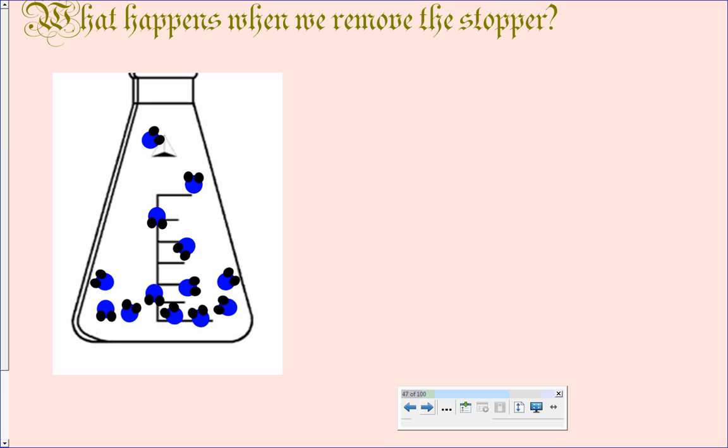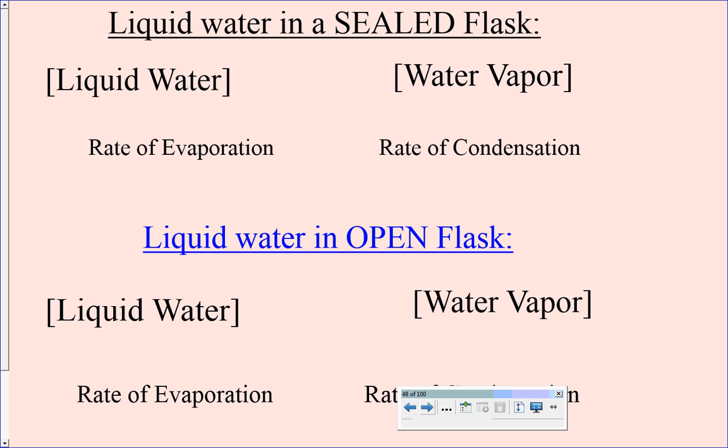However, if we unstopper this flask, we have now shifted this equilibrium, because these particles can now leave. It also allows these guys to easily become a gas and lowers their chance of being turned back into a liquid. So a lot of these particles are going to be able to leave. We're going to definitely have a change in concentration of liquid and gas particles in that container.